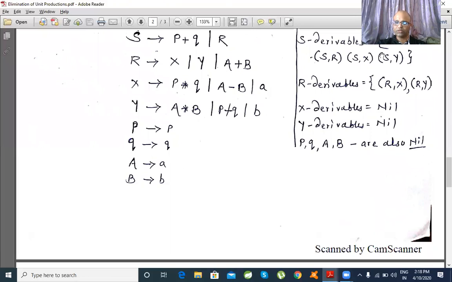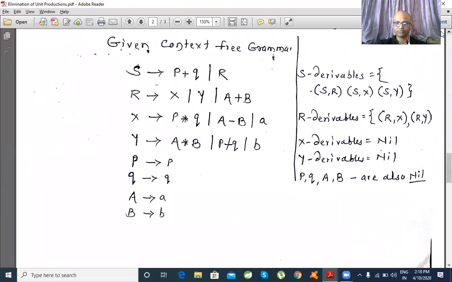Here, P is a capital P and this Q should have been a capital Q. By mistake it is written something like this, so just take a note of that. Now if I try to find S derivables, I look for the context-free grammar rule which says S is producing R. The left-hand side is a single non-terminal, and the right-hand side contains a single non-terminal R. So I can add this pair S, R, saying that R is S derivable.